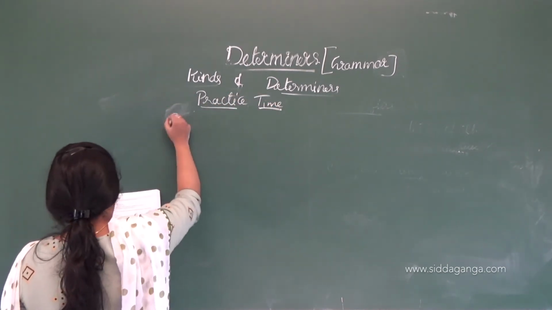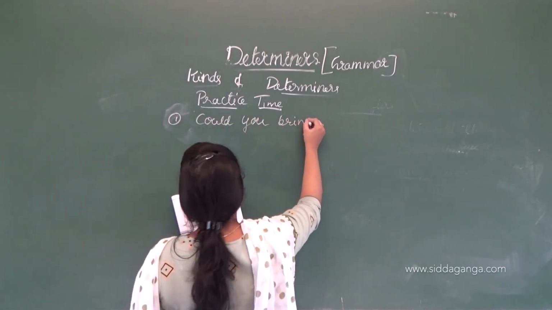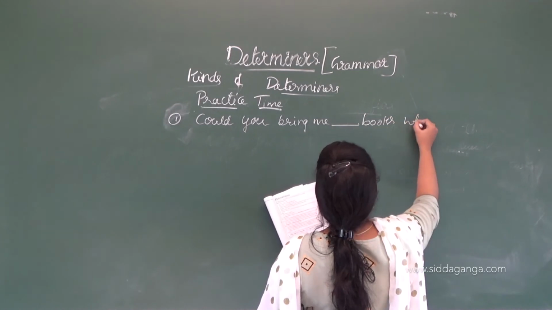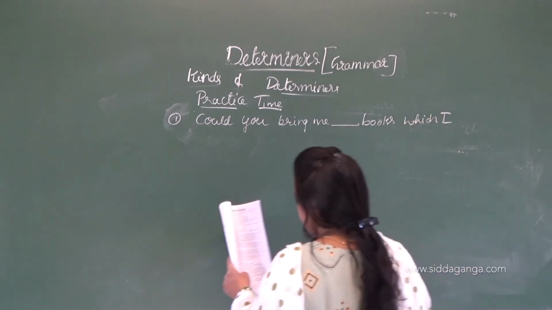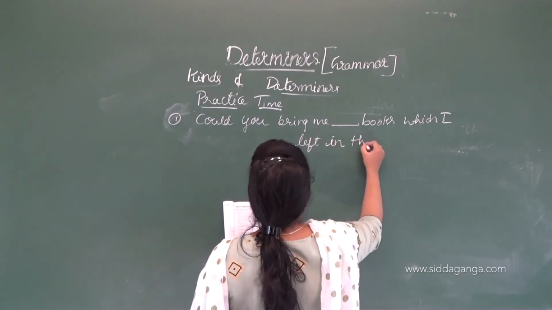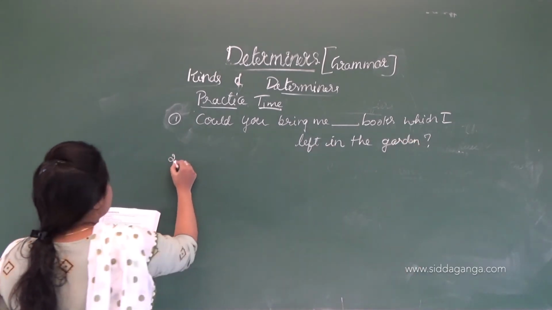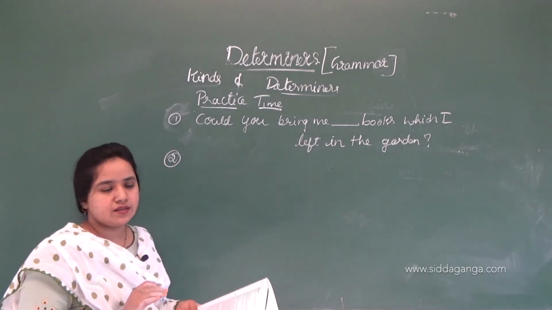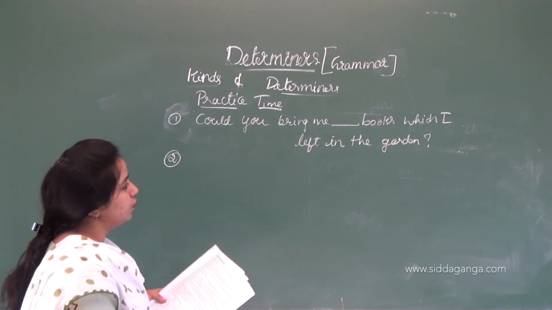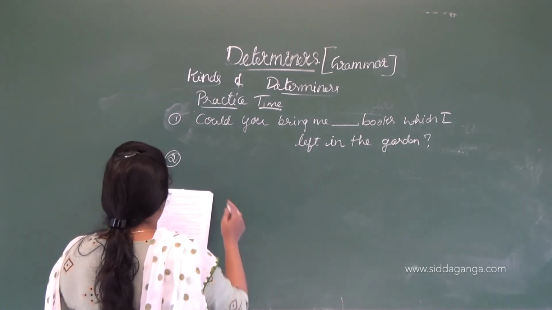So the first one: could you bring me dash books which I left in the garden. Left in the garden. So it consists of all kinds of determiners like articles, possessives, demonstratives, quantifiers. But you have to find out the right determiners and write them down. Which kind of determiners are there?